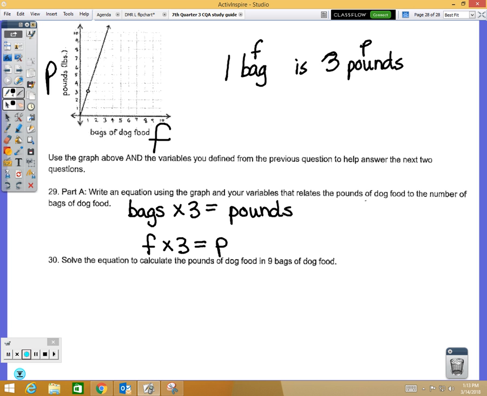So your last question then, number 30, for 9 bags of dog food, how much would that weigh? 27 pounds.